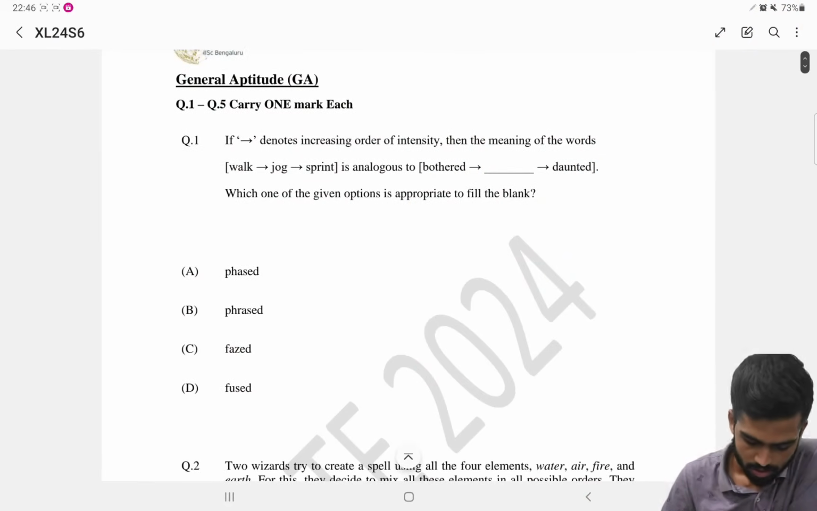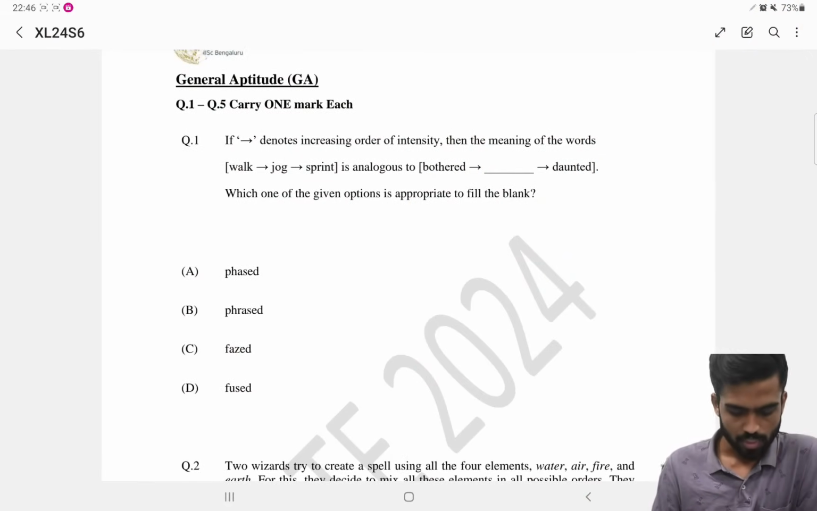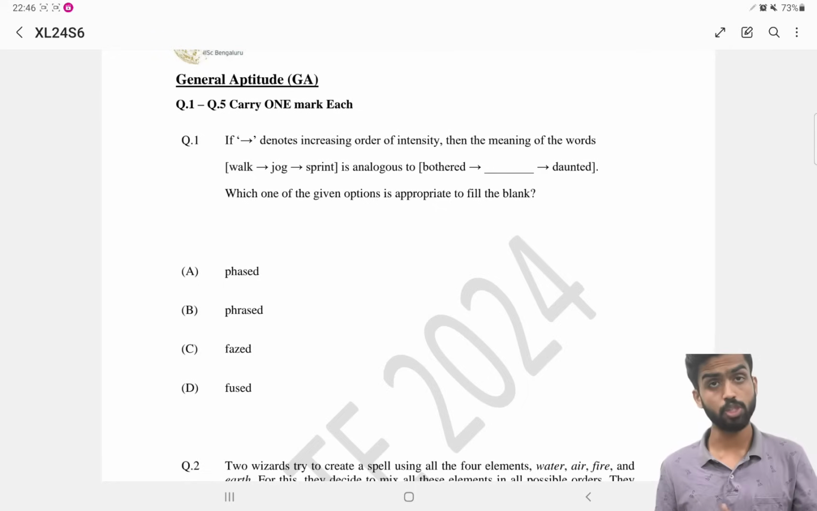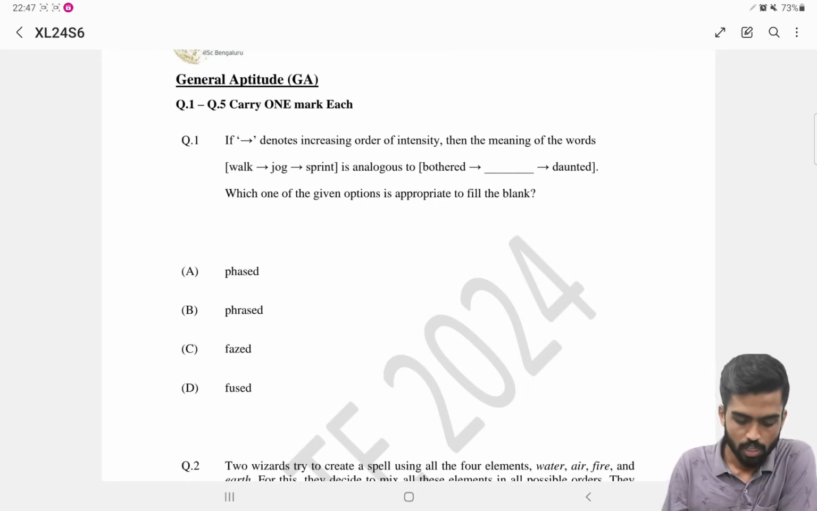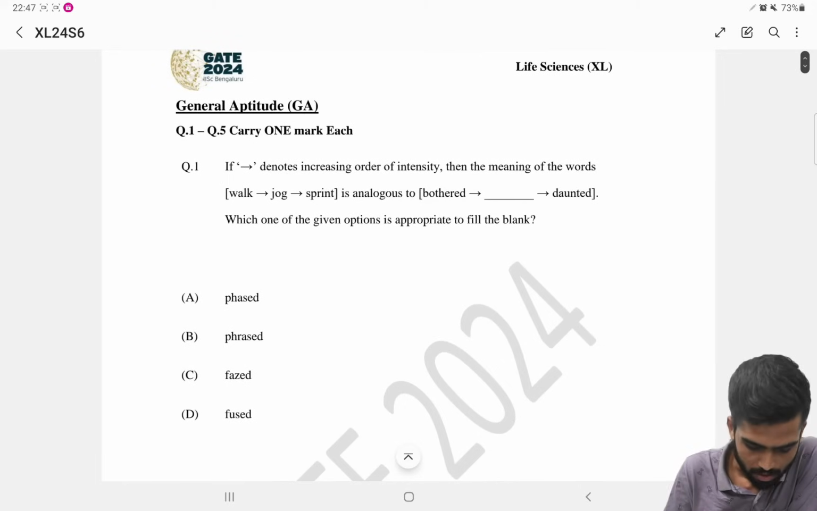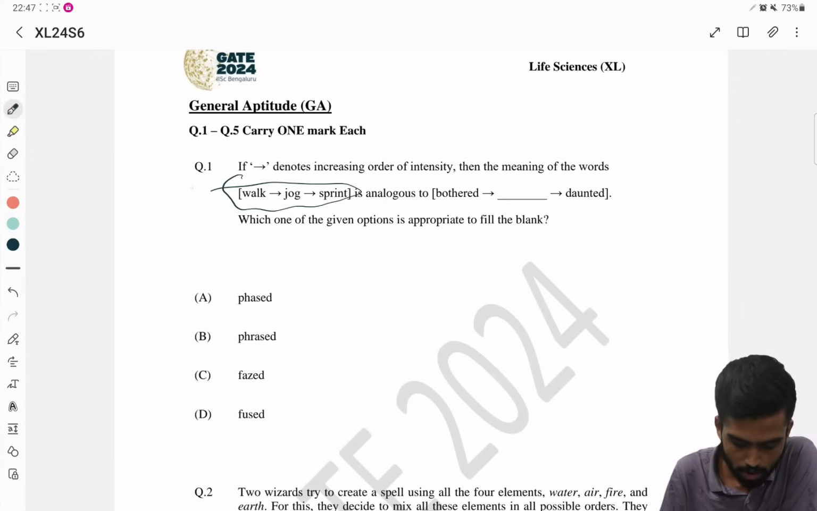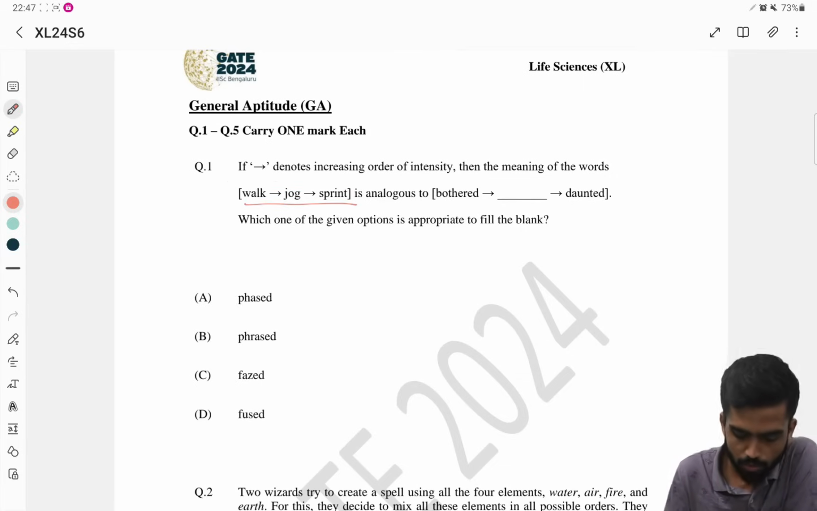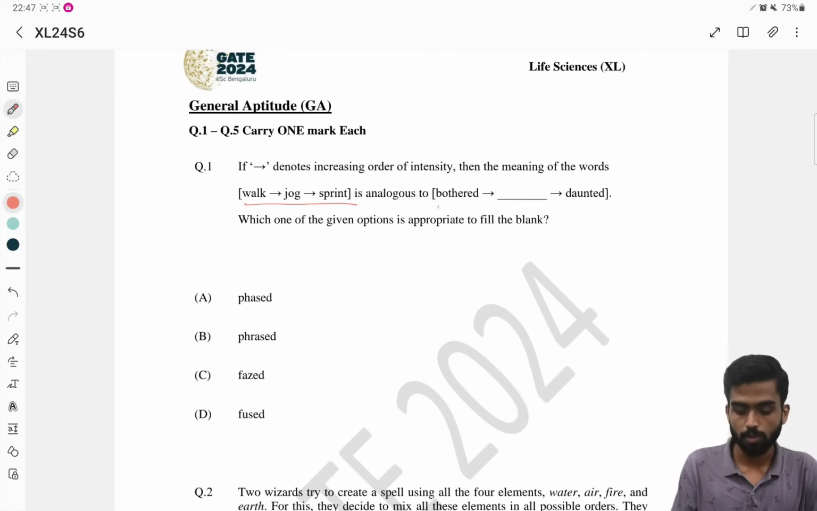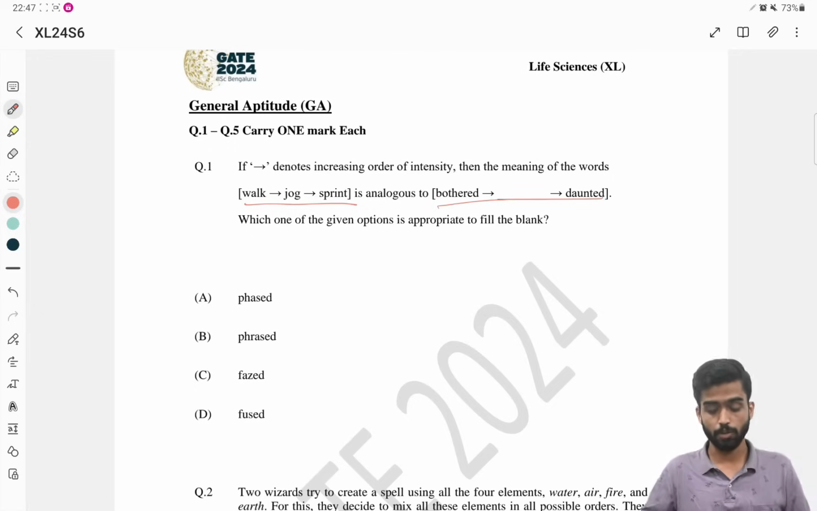Our very first question says that if this particular sign denotes increasing order of intensity, then the meaning of the words is analogous to this particular word. Which one of the given options is appropriate to fill in the blanks? So here we already have a set where they are talking about the increasing intensity. That is something we already have, and we have to say, similar to this, what will be the increase of intensity in the given following words.